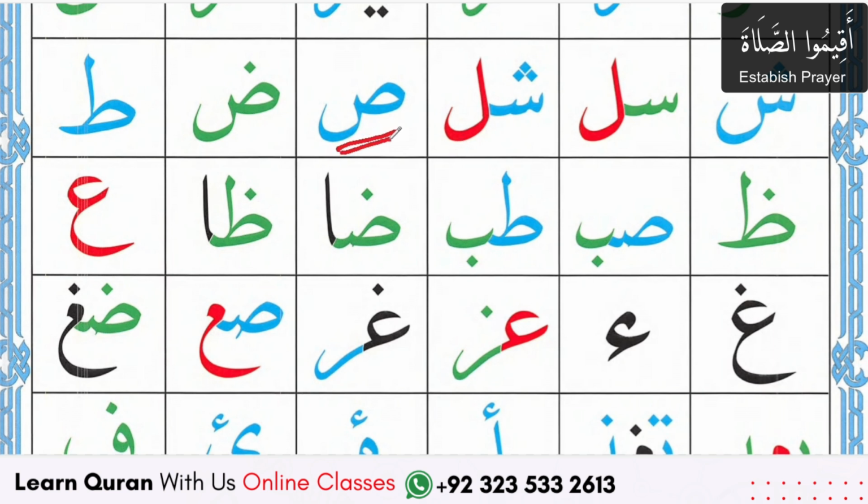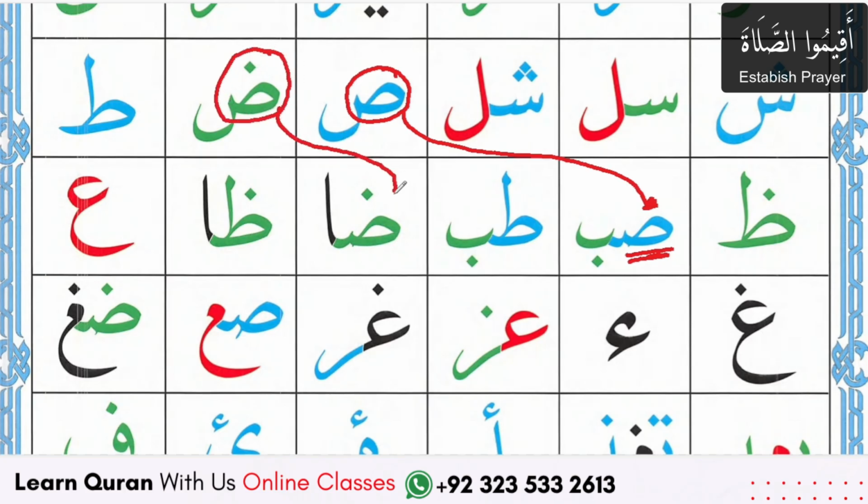The first one is Sad, and in small shape only we are going to use the face of letter Sad. As you can see here, that's letter Sad we have. Now the small shape of letter Dad, same thing, we are going to use the face of letter Dad. As you can see here, the small shape of letter Dad is written with letter Alif.